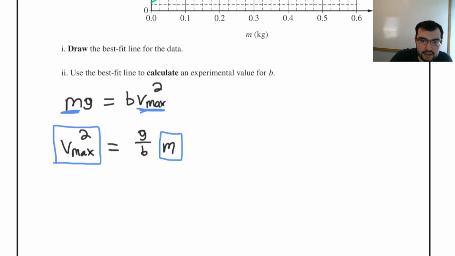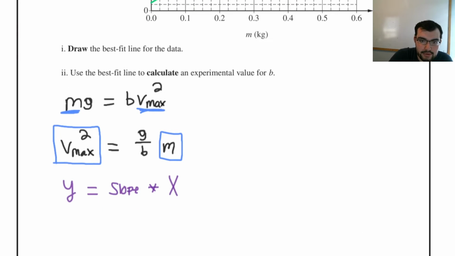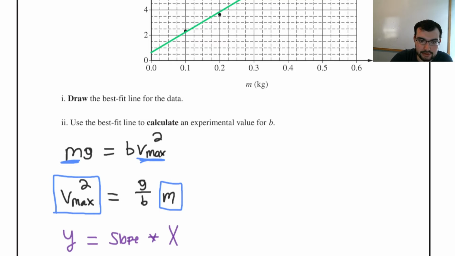So notice I have something equals constant times something else. So this is exactly y equals slope times x. So that's why this is the relationship that was graphed. So now we do what I call the slope two ways. So here's our slope in terms of letters. It's going to be this constant out in front. So the slope from our model in terms of letters is equal to g divided by b.